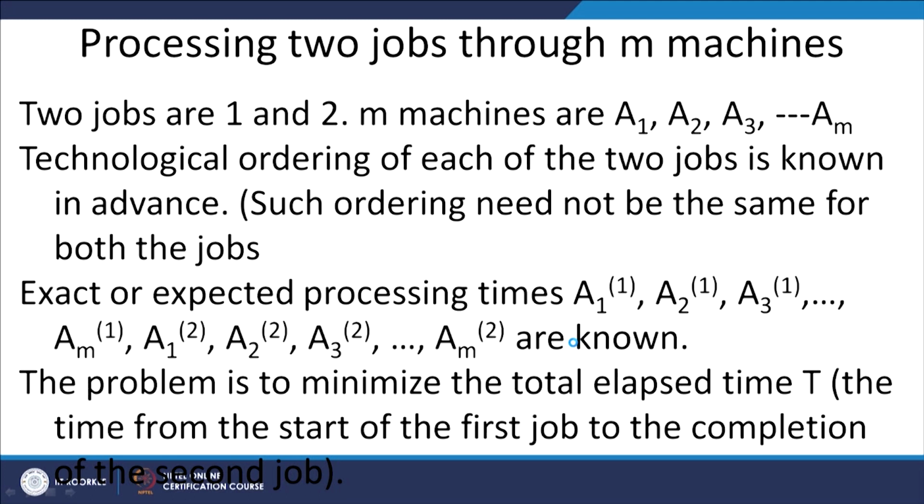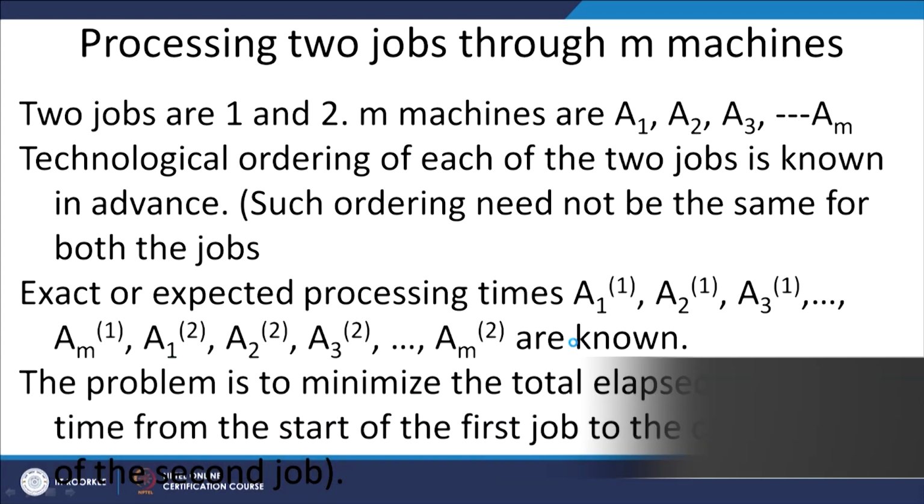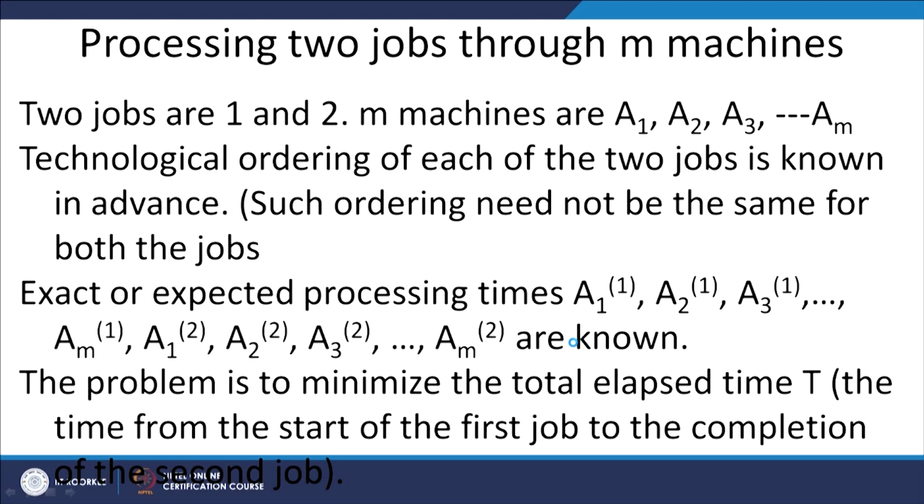The exact or expected processing times, that is A11, A21, A31, etc., and similarly AM1, A12, A22, A32 and AM2, are known. So, the times which are required are known. This is given in the problem. Now, the problem turns out to be to minimize the total elapsed time denoted by capital T. As you know, the total elapsed time is the total time from the start of the first job to the completion of the last job.